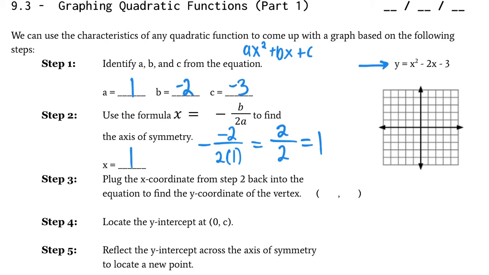So what that tells me is on my graph, that dashed line is a vertical line at x equals 1. That's where my graph is symmetric, right? So the left side should match the right side. All right, the other cool thing about the axis of symmetry is that every single time it goes through your vertex. So we know for sure the x value of the vertex is 1.